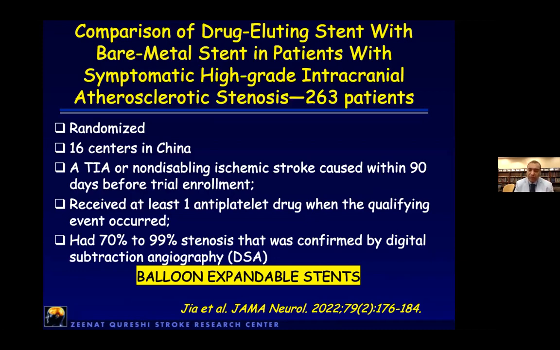So the only difference from the US FDA criteria is that a transient ischemic attack could be a qualifying event, which is a little different because the US FDA criteria requires an ischemic stroke.